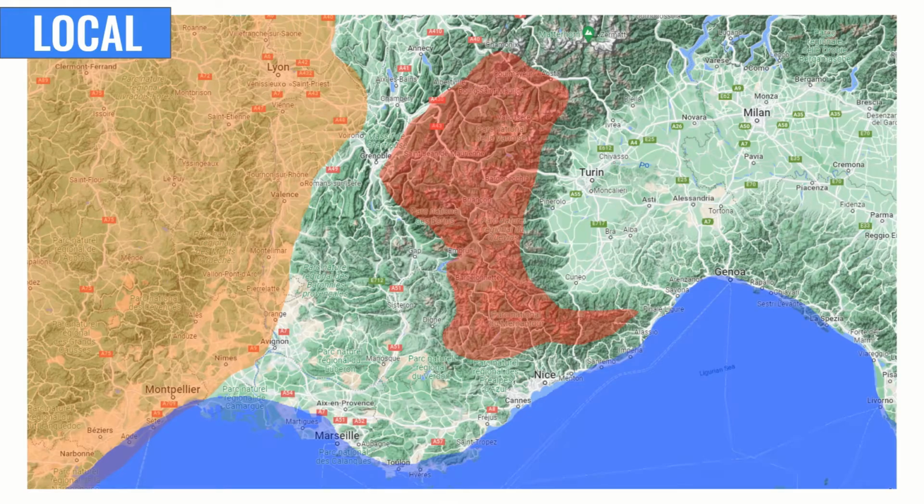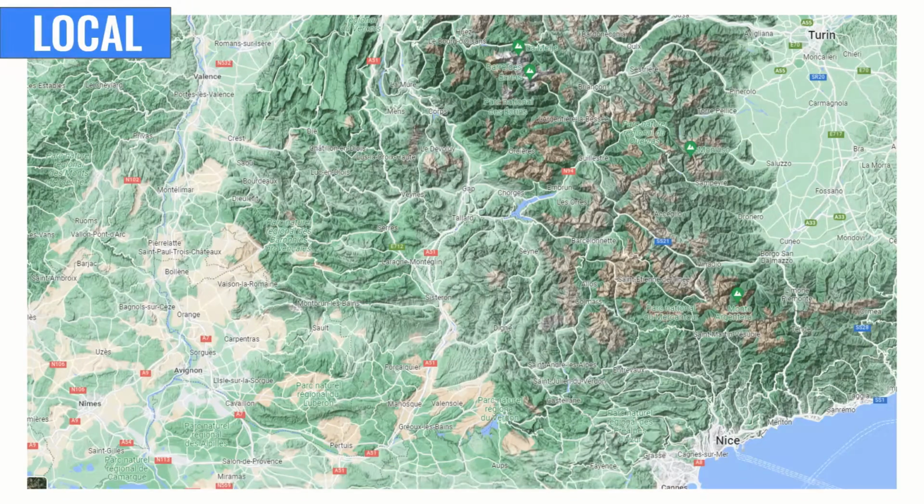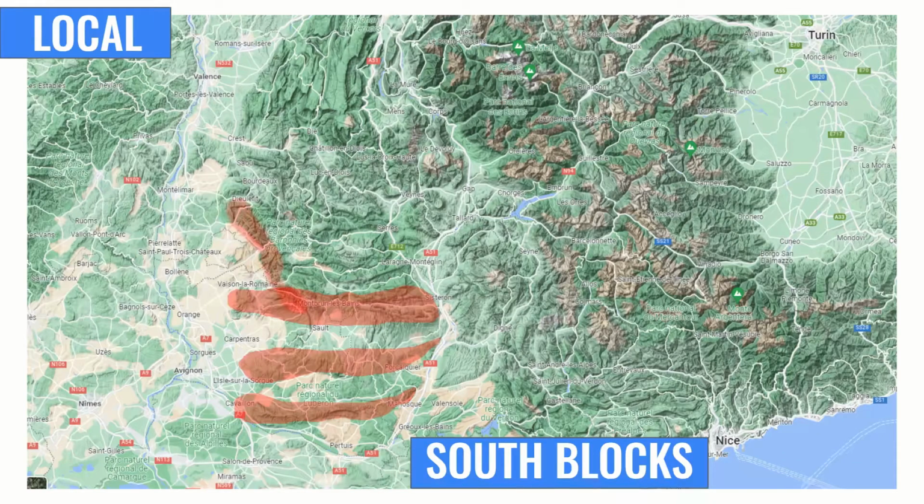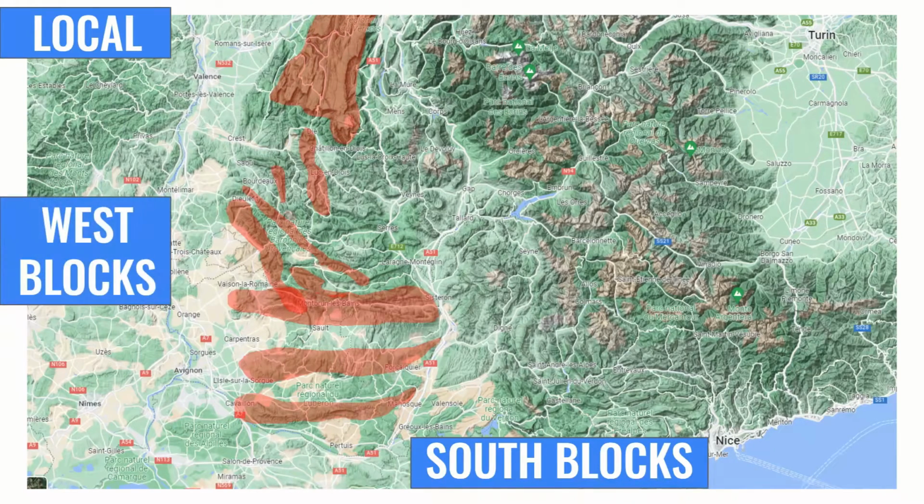On top of that, we have natural blocks. South of Chabre we have three main mountain ranges that block the southerly wind. West of Chabre we have multiple different mountain ranges that are about the same altitude as the takeoff on Chabre, and that blocks the westerly.